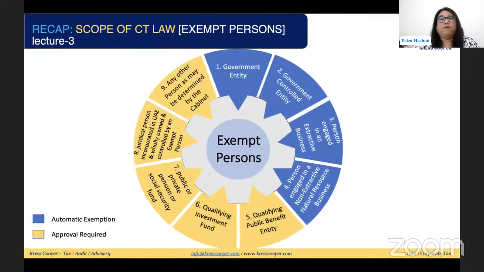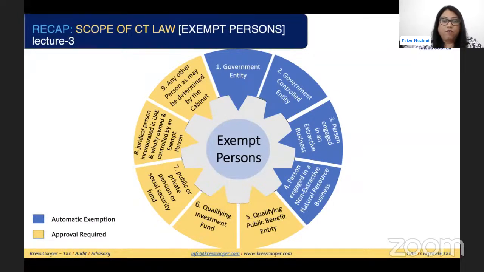Then we discussed exempt persons. So as you can see, there are certain categories of persons who are classified as exempt persons in the law. And recently in the last month, we saw that the four categories: the government entities, the government controlled entities, persons who are engaged in extractive business, and also the non-extractive natural resources business, they get automatic exemption, meaning they do not have to apply to register for corporate tax if they're meeting the conditions as laid down in the law. And this they had confirmed through the ministerial decision.